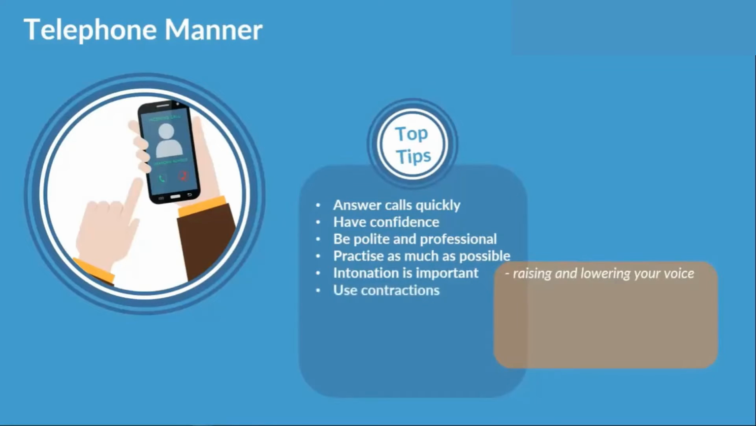Use contractions. So I've told you about this before. In spoken English, we use contractions. It makes you sound more fluent. It makes you sound more natural, like a native speaker. I will becomes I'll. Do not becomes don't. You are becomes you're. Okay, in spoken English, contractions are always good.